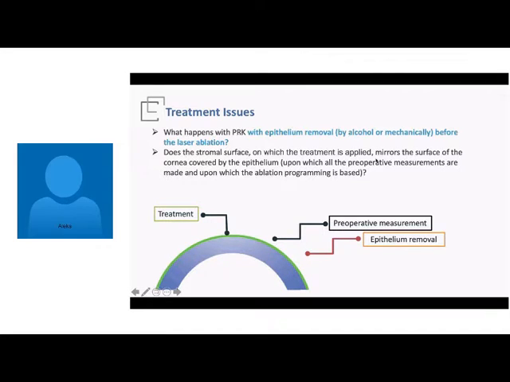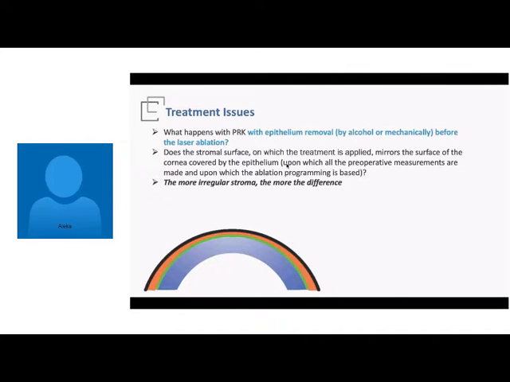Doesn't the stromal surface on which the treatment is applied mirror the surface of the cornea covered by the epithelium? So we planned our ablation on one surface and applied it to another surface. This is fundamentally wrong. So, what do we do with that? And we know the more irregular the stroma, the more the difference.